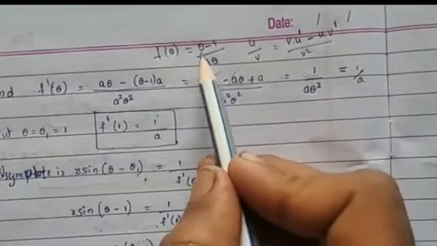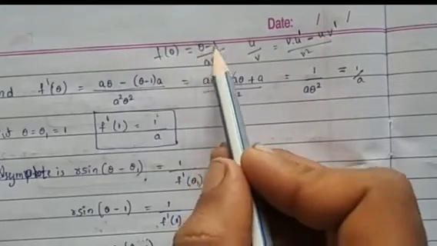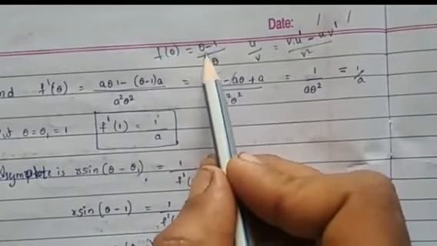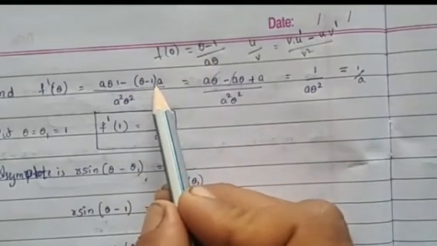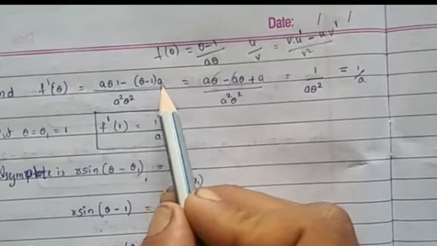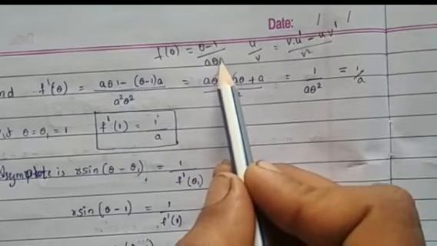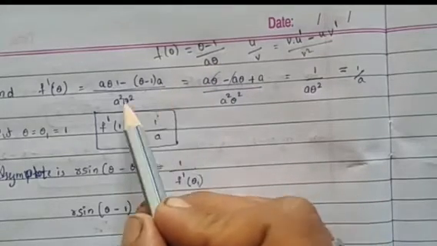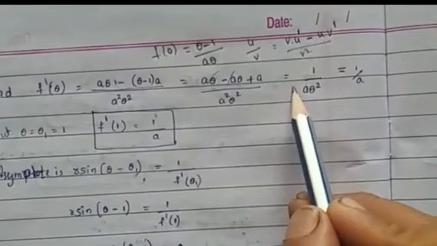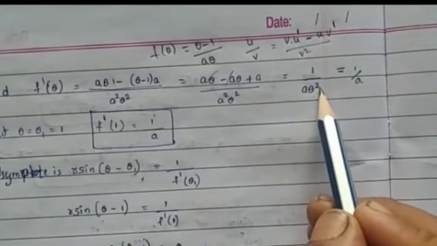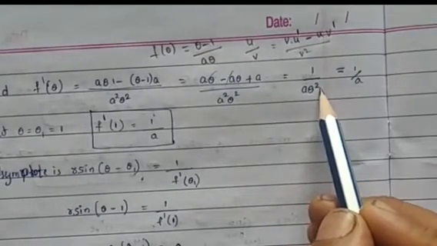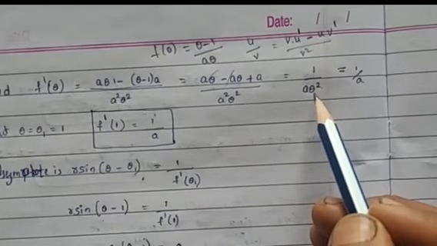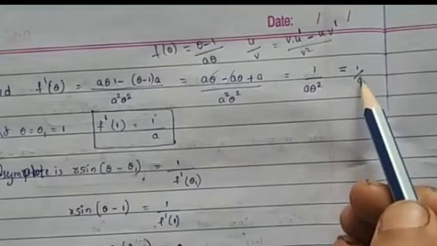u dash means differentiation of this. Differentiation of this is 1, minus u is as it is. u is theta minus 1 into v dash, v is a theta, and this differentiation is a. Okay. After the simplification, we get 1 by a theta square. The theta value is 1. We get 1 by a.